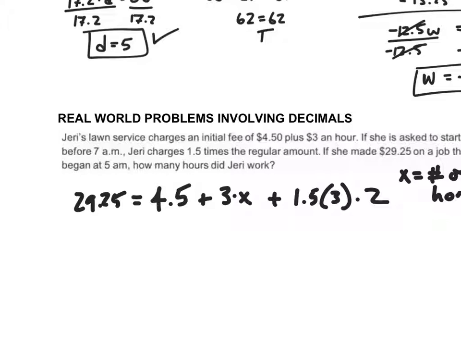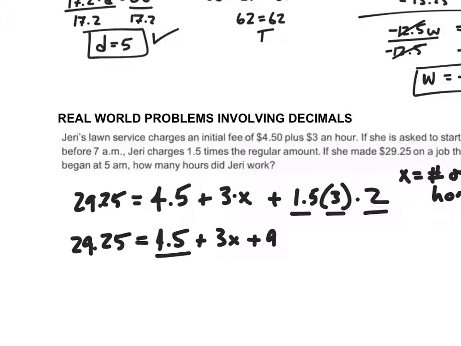So let's multiply out our numbers here. I'm going to do 3 times 2 times 1.5, and that's going to give me 9. So I've got 29.25 is equal to 4.5 plus 3x plus 9. Let's combine the 4.5 and 9, and that's going to give me 13.5. So 29.25 is equal to 13.5 plus 3x.